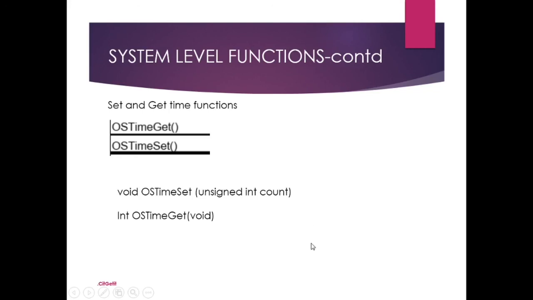Okay, the next function is OS time get. This is used for getting the present time according to our system time. Okay, these are the things we have to say about system level functions.